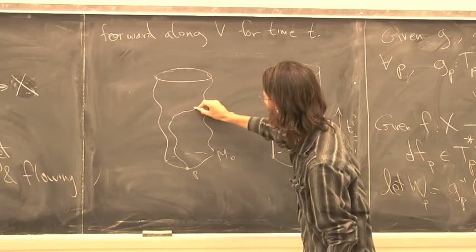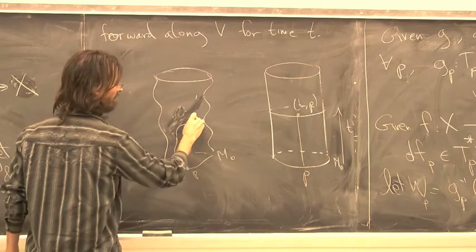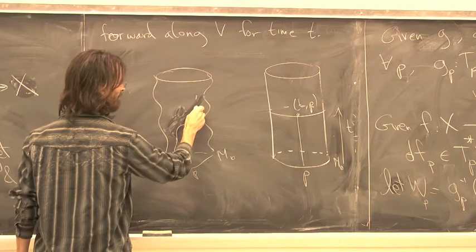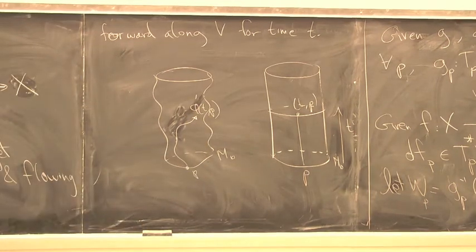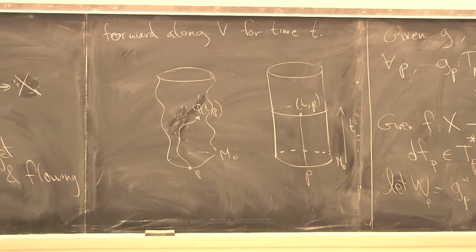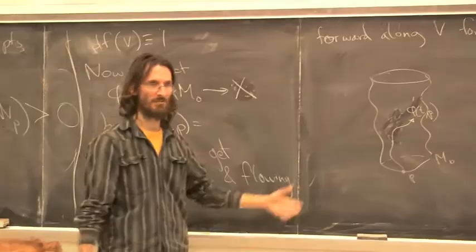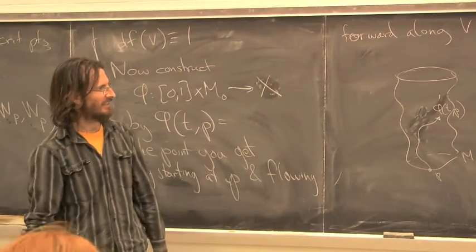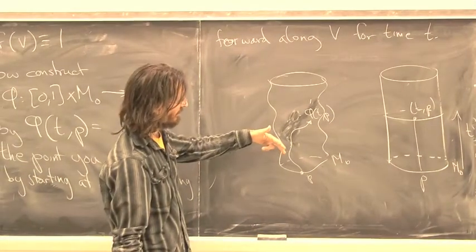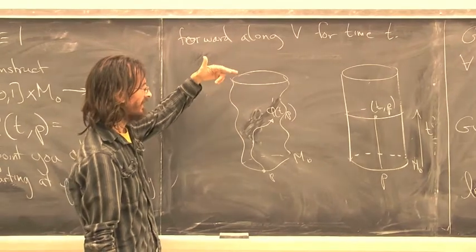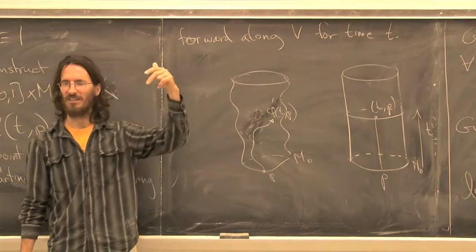Who knows where it goes? Maybe it should get to the same height. There, and this is p. So what do I need to know? I need to know this is a diffeomorphism. And the general stuff about flows will tell you that this is a smooth map. And so I want to check that it's, so let's see, how do we know that it's invertible?